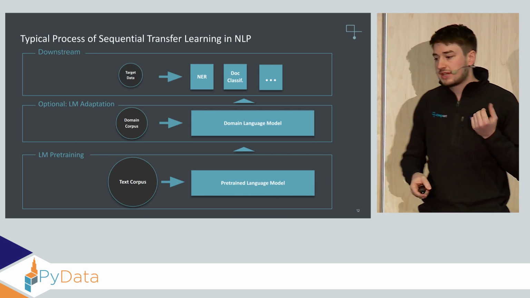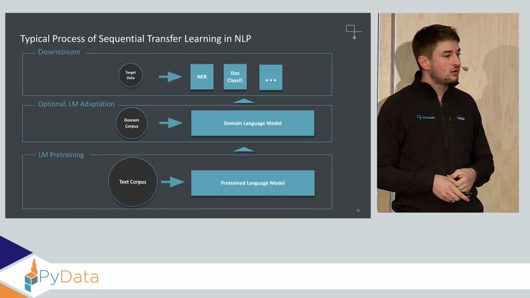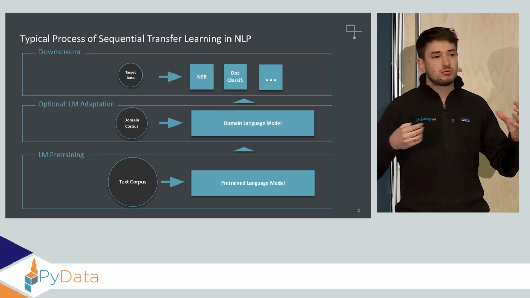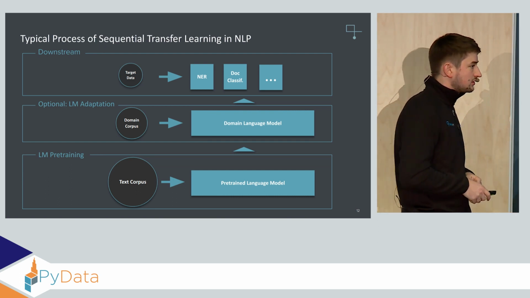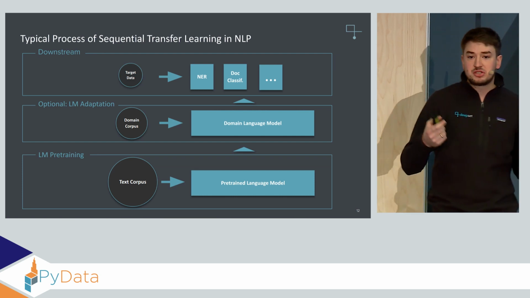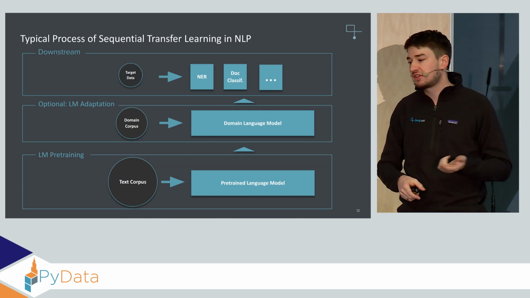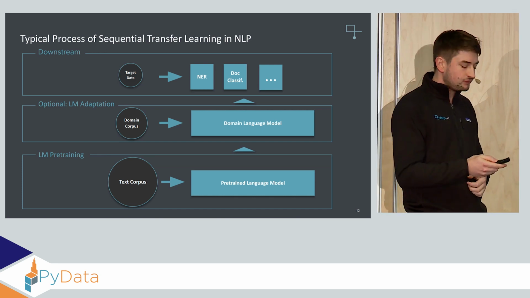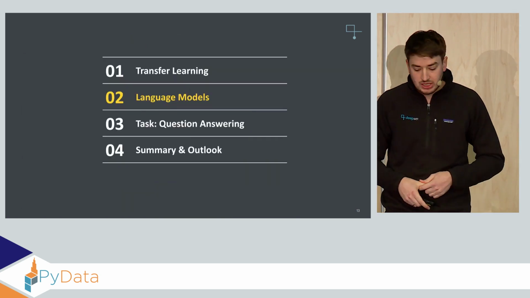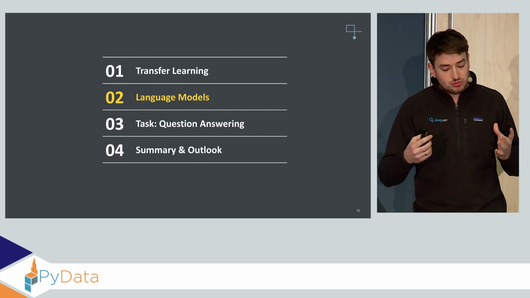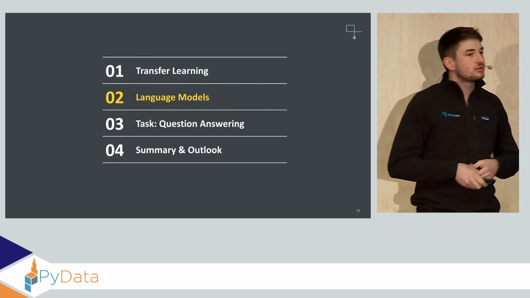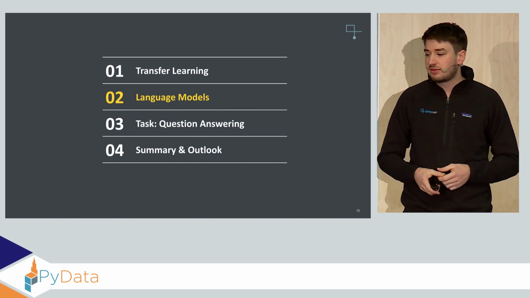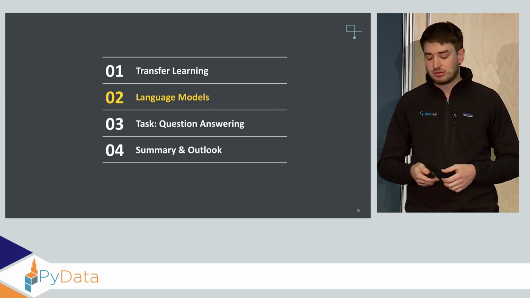And the third and last phase in transfer learning is then actually applying your model to a downstream task. So basically the task that you're really interested in. This might be named entity recognition, document classification, question answering, search, whatever. So these language models are really the core component in this transfer learning paradigm. So let's have a look into what they actually are about.